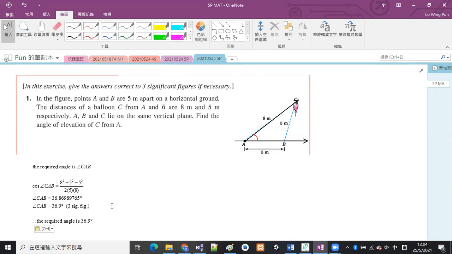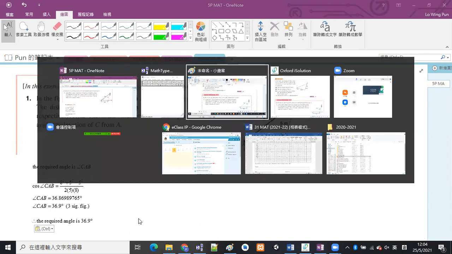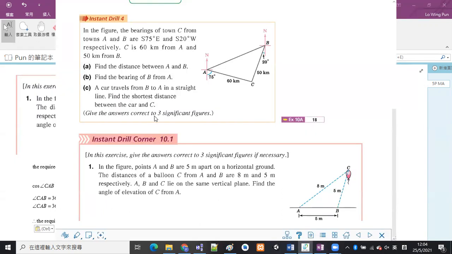Any difficulty for this question? Can you really get this? Okay, good. Next one. Next page. Question number 2.